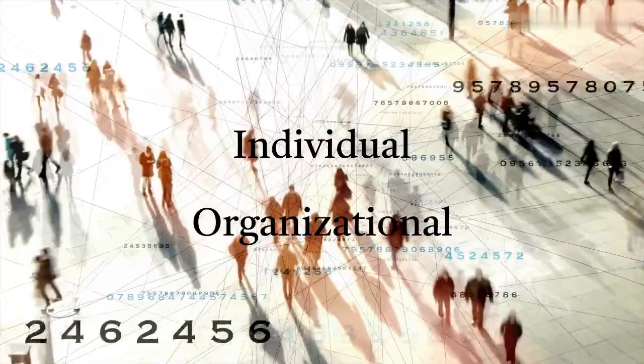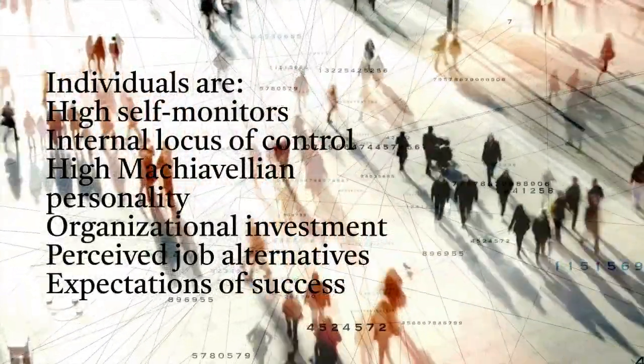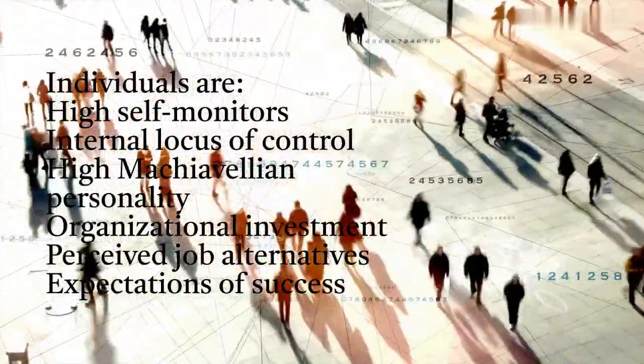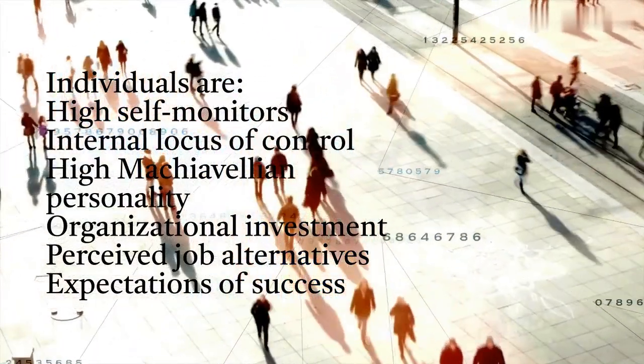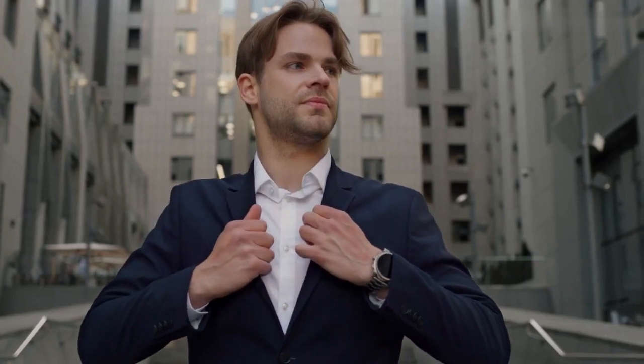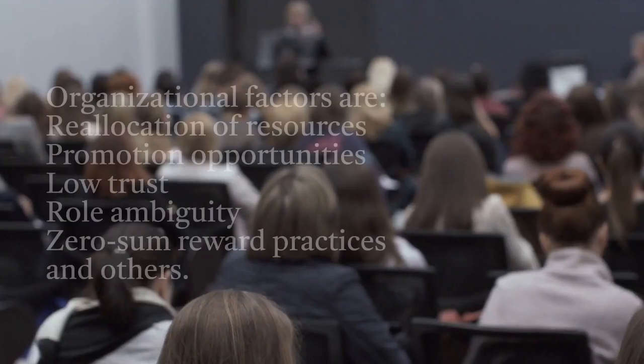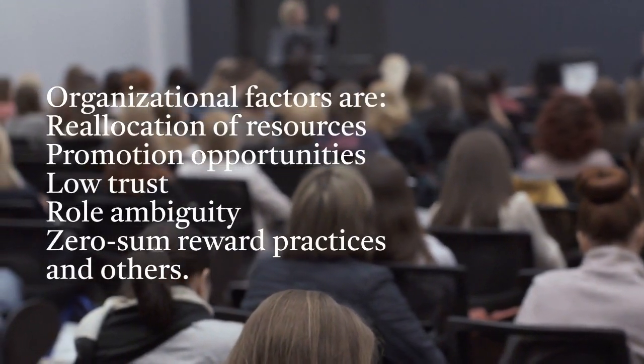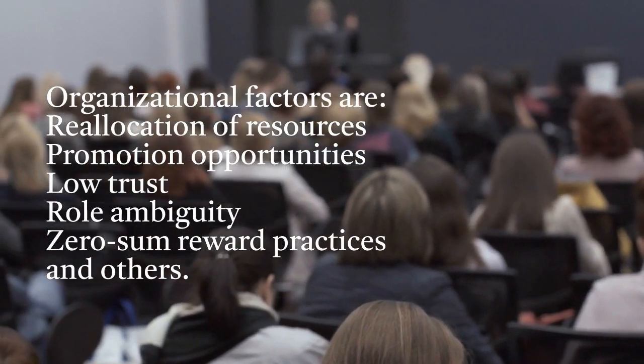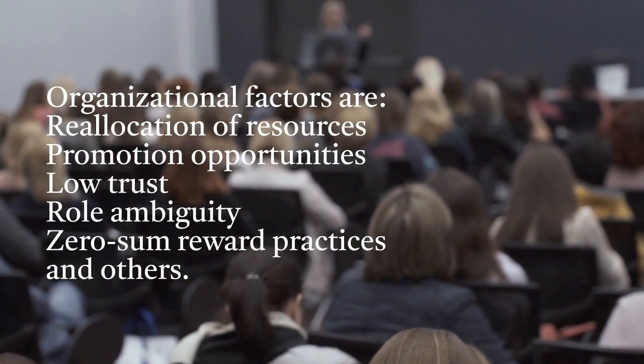Now, there are 2 factors that influence political behavior, individual and organizational. Individuals are high self-monitors, internal locus of control, high Machiavellian personality, organizational investment, perceived job alternatives, expectations of success. For example, an individual with low expectations of success from political means is unlikely to use them. High expectations from such measures are most likely to be the province of both experienced and powerful individuals with polished political skills, and inexperienced and naive employees who misjudge their chances. Organizational factors are reallocation of resources, promotion opportunities, low trust, role ambiguity, zero-sum reward practices, and others.